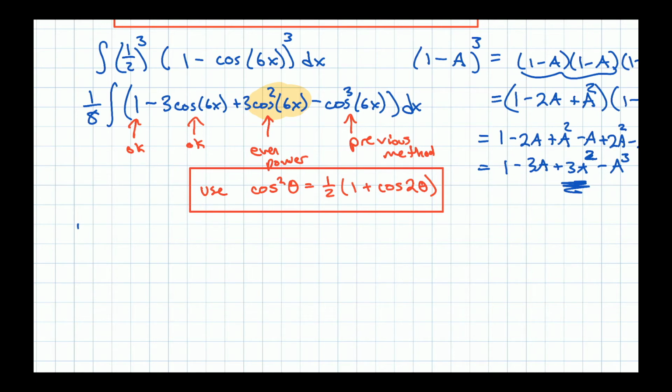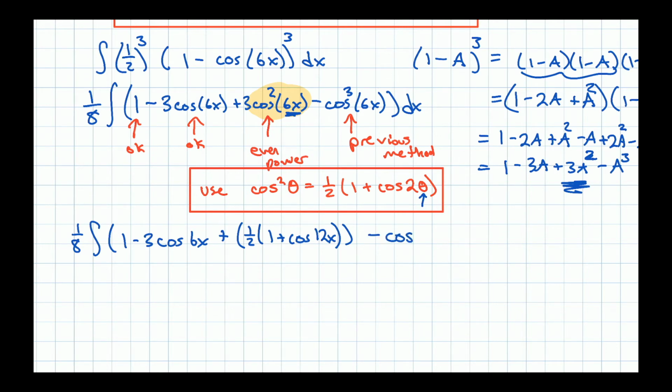And let's write this all out. We got 1/8 integral 1 minus 3 cosine 6x. Here's where we're going to use our identity. So our identity is 1/2 (1 plus cosine 2 theta), but the theta, right, the theta is the 6x. So 2 times 6x is 12x. So we use our identity, and then we just have this cosine cubed here in the way, taking up space and being annoying.